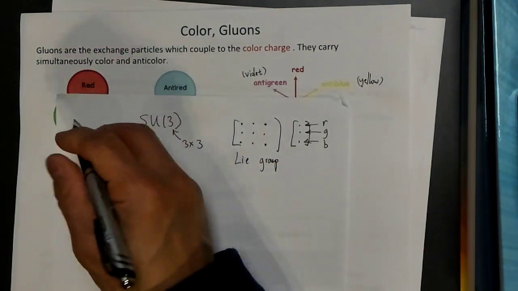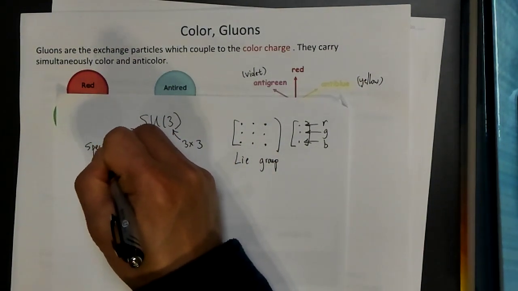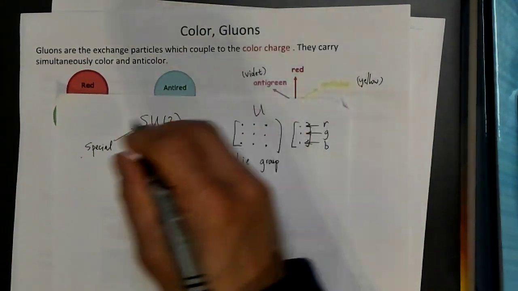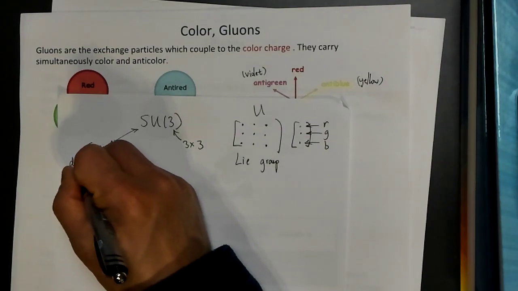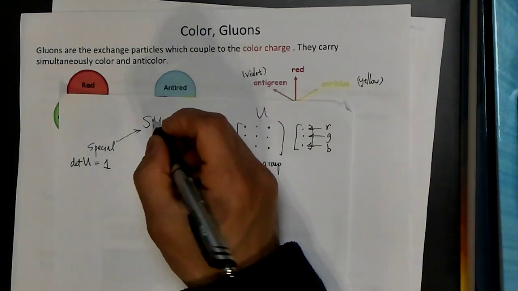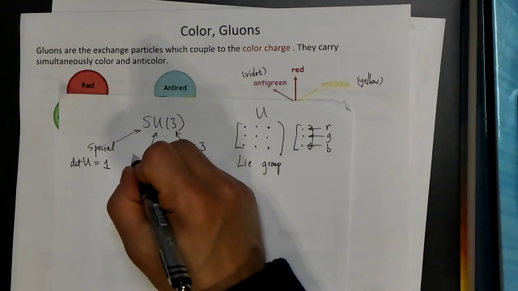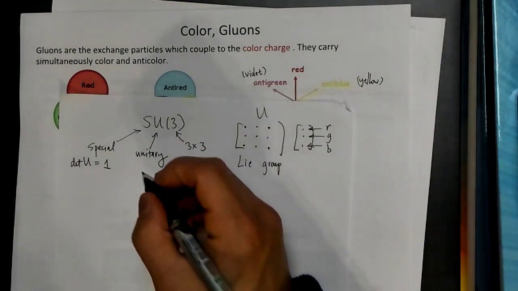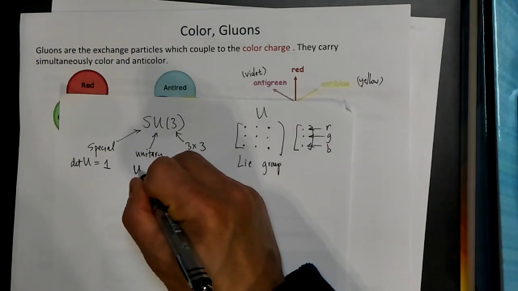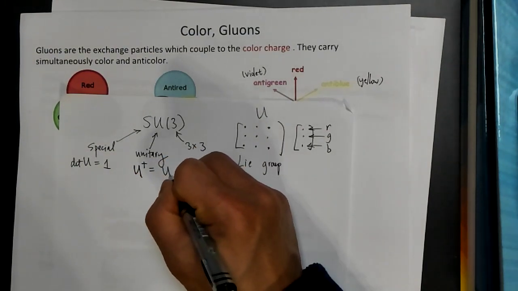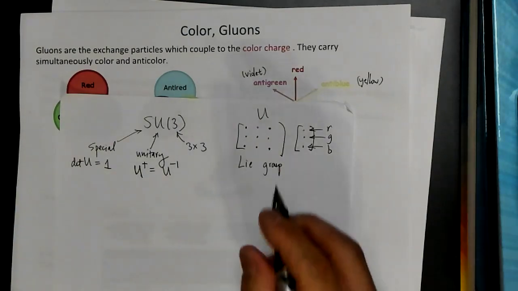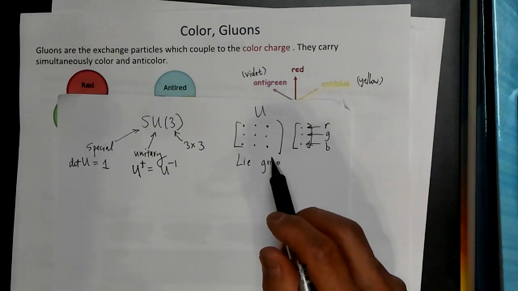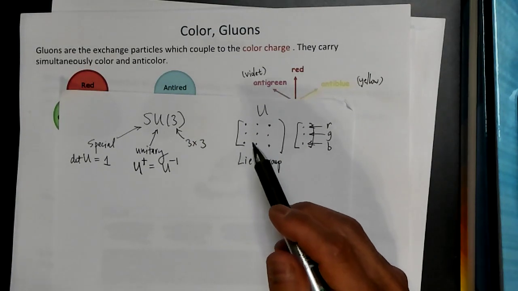The word, remember, special refers to the fact that the matrix, let's call it U, the determinant of U is equal to 1. The U here stands for unitary, and that means that the U Hermitian conjugate is equal to the inverse of U. So remember, the Hermitian conjugate is taking the transpose of the matrix and complex conjugating all the elements.